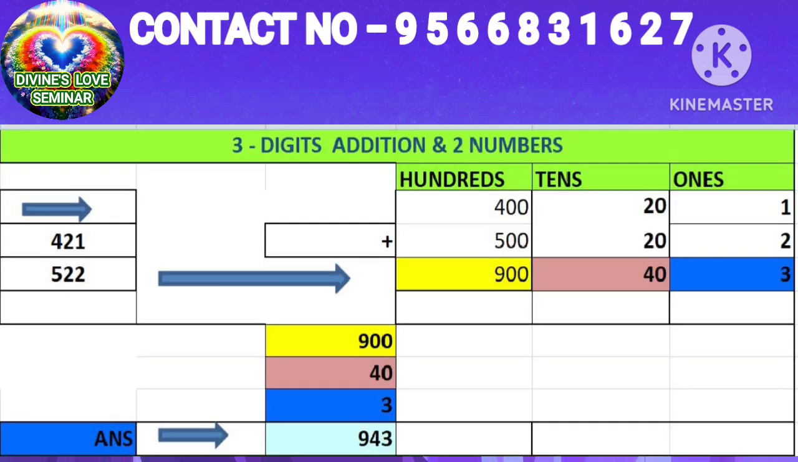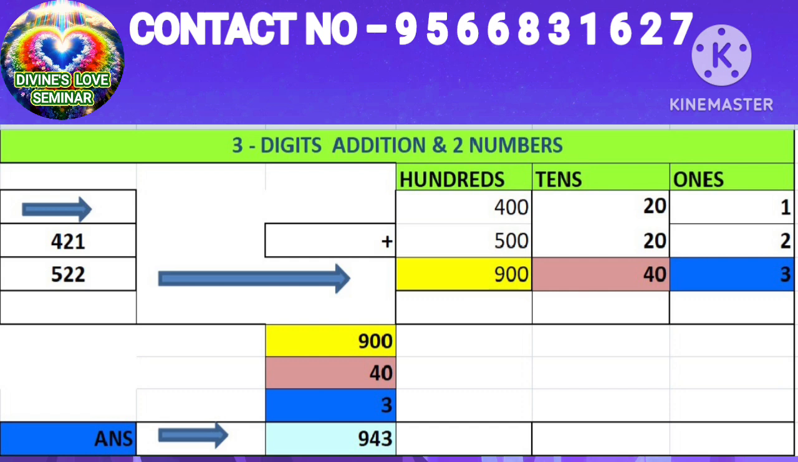Sum 2: 421 plus 522. Hundreds place, what is that? See the image. 400 plus 500 is 900. Tens place: 20 plus 20 is 40. It is in tens place. Ones place: 1 plus 2 is equal to 3. All the numbers are highlighted in colors.